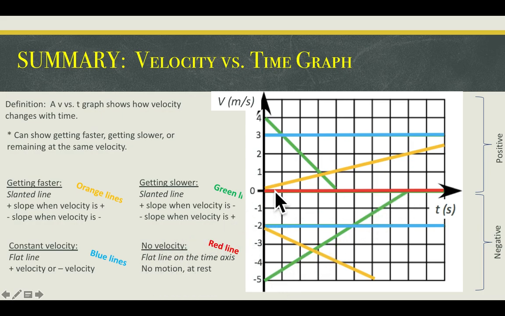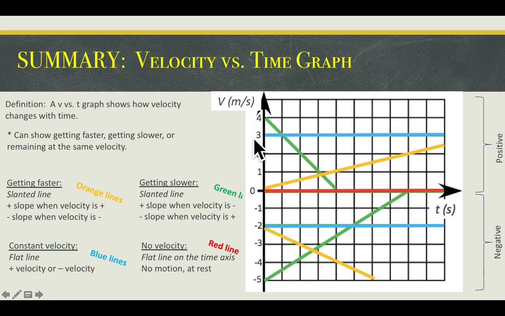Remember the red line, this flat line at 0, means the velocity is constant and 0. This red line means the object is not moving at all. The blue lines, however, so the blue flat lines show velocity is constant, but it's not 0. So when we have a graph shown by these two blue lines, the object is moving.